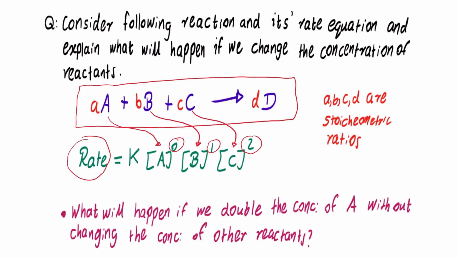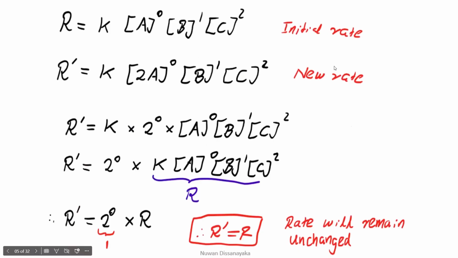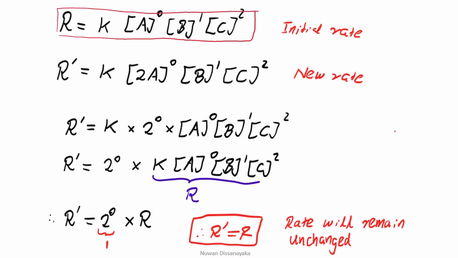Now the question they are asking is, what will happen if we double the concentration of A without changing the concentration of the other reactants? Now I'm not going to touch B or C, only I'm going to increase the concentration of A. Let's see what will happen. So we know the rate law they have given us: rate equals rate constant times A to the power 0, B to the power 1 and C to the power 2. This R is the initial rate. Now in the new reaction we double the concentration of A, so 2 times A. I hope I will get a new rate, so I call the new rate R dash.